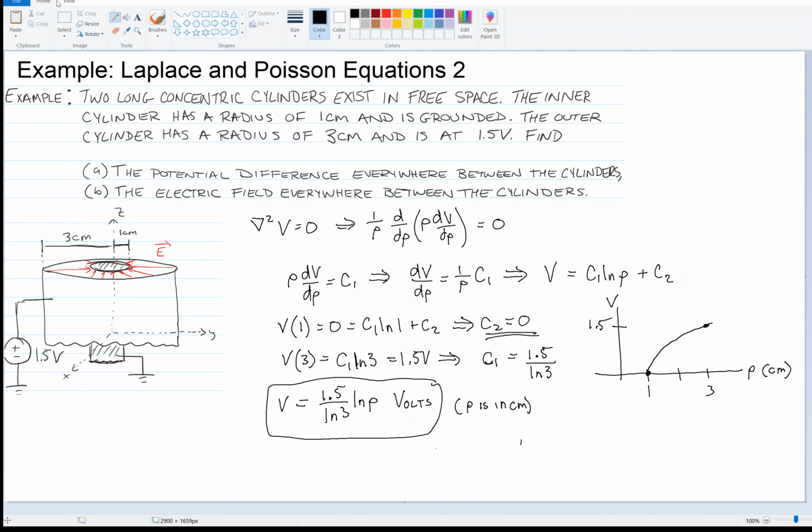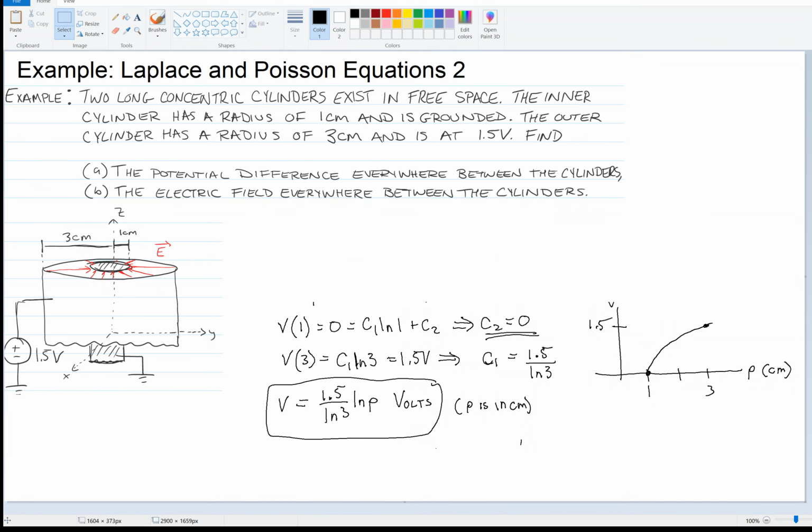All right, so now we're going to move on and get the answer to B. I want to know what the electric field is everywhere between the cylinders. So I have to recall, how is the electric field related to the voltage? We should remember that the electric field is the negative gradient of the voltage. Because the voltage only varies with rho, this is simply negative dV d rho times a rho, like this.